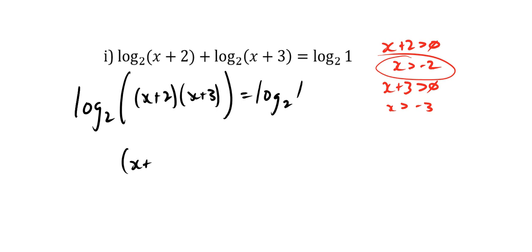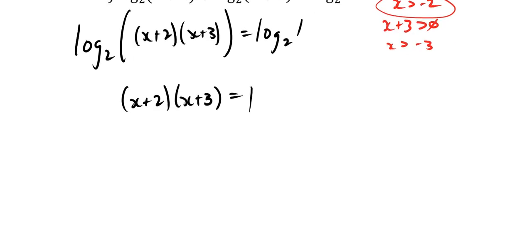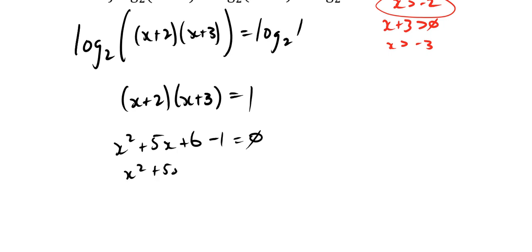So either way, I work my way to this step, whether it takes me 1 step or 2 steps or 3 steps, I end up with that, right? Because 2 to the 0 is 1 anyway. So it's really the same thing. So then I get x squared plus 5x plus 6 minus 1 equals 0. x squared plus 5x plus 5 equals 0.